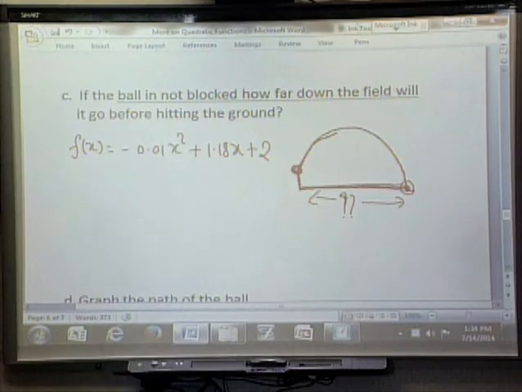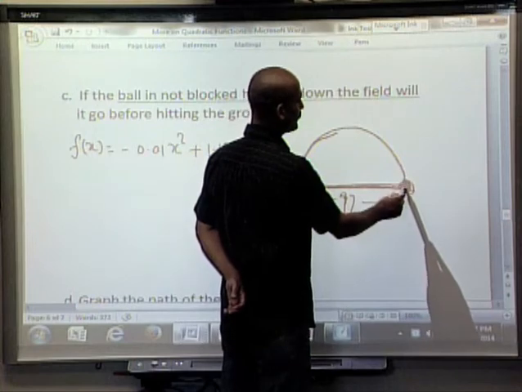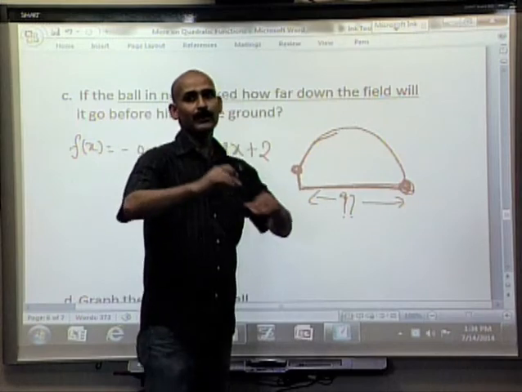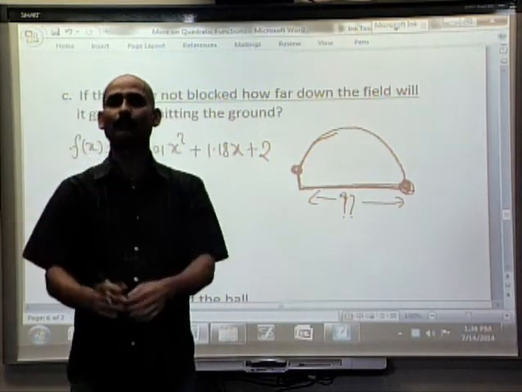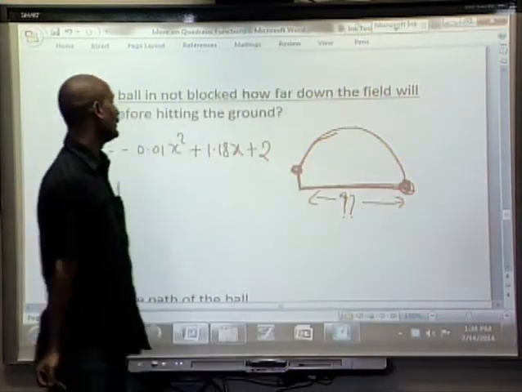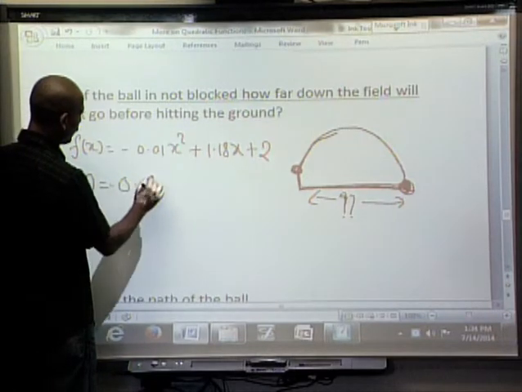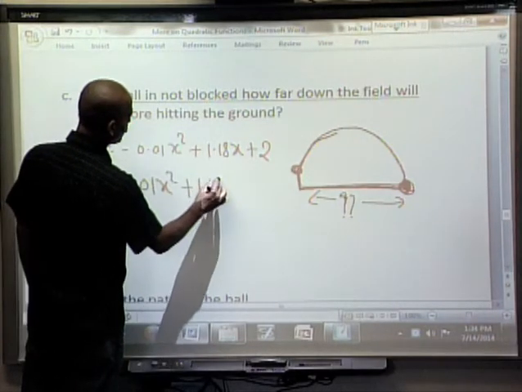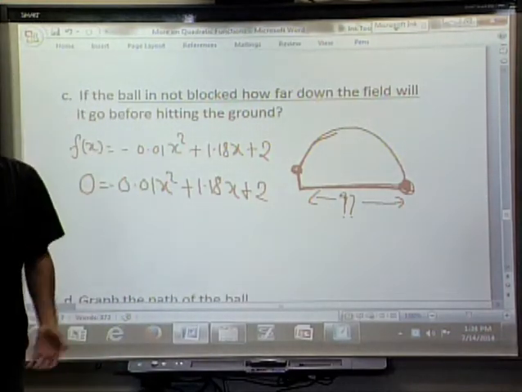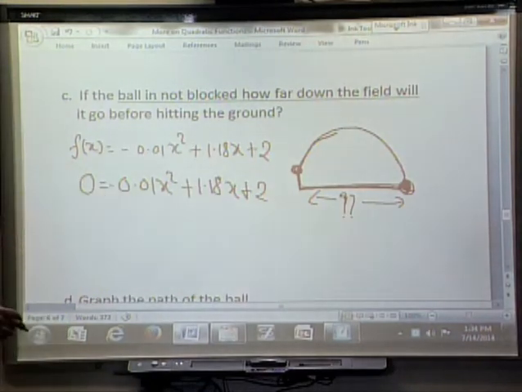For us, this is a simple question. For this point, the height is 0. This is the formula for height, and because it is touching the ground, the height of the ball at this particular point is 0. So, basically if we replace this by 0, we will get negative 0.01 x squared plus 1.18 x plus 2 equals 0. Now, we need to find x from this equation. This is a simple quadratic equation. Basically, the question is to solve this quadratic equation.